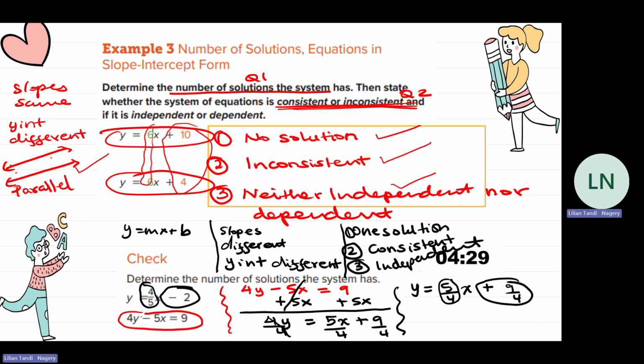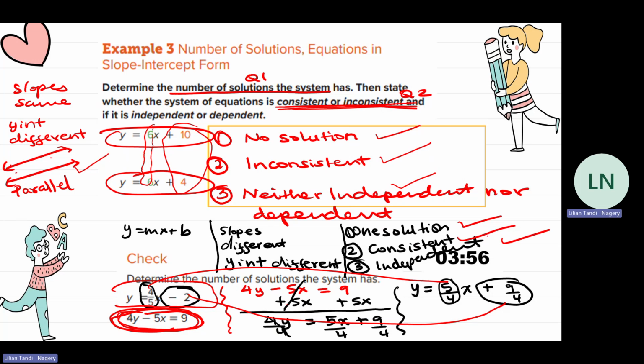Now, when you look at this one, it starts with y. This one does not start with y. So you have to make this equation start with y. So you will add 5x on both sides, then you will divide by 4. Then your new equation will be y equals 5 over 4 x plus 9 over 4. Then you look at the slope. The slopes are different, and the y-intercepts are different. So you will have one solution. If you have one solution, you are consistent, you are independent. Okay?